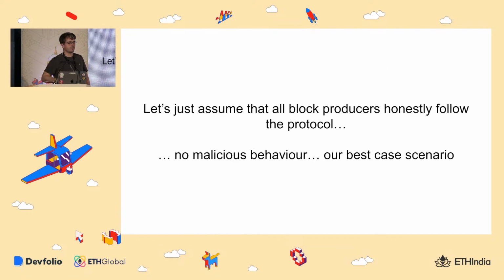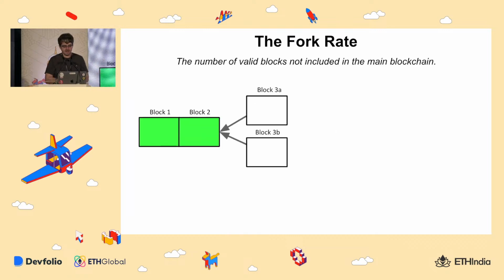In this case, we're going to assume the entire system's honest. All the block proposers are honest. Everyone in this room's honest. The peer-to-peer network's honest. There's no malicious behavior. It's the ideal, the best case setup. So when we think about bandwidth, what we are really talking about is the fork rate. Raise your hand if you've heard of the fork rate before. Awesome. A few people. Great. That's a perfect audience then.